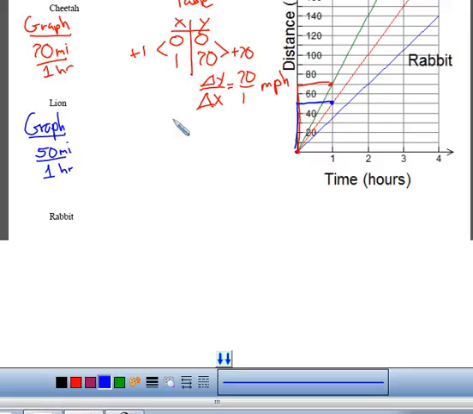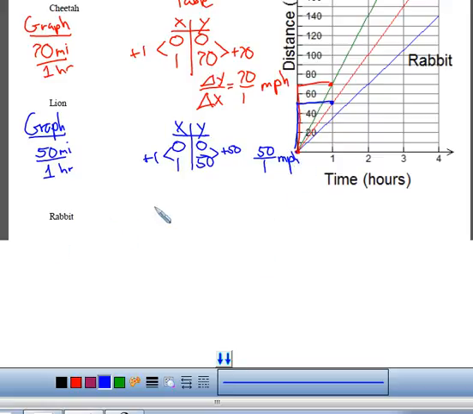Now I'll use the table strategy. I'm not going to write table again. X and Y. Again, I'm going to use my 0, 0 and my 1 and 50. What's the rise or change in Y is plus 50. So I have 50 over change in X plus 1 over 1, or 50 miles per hour.